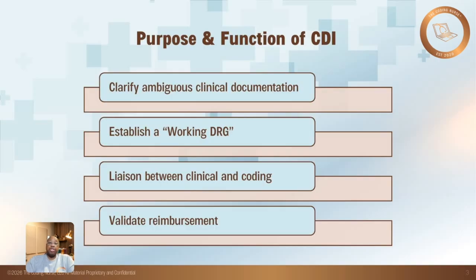So if you have a claim or a case that only has one MCC and the DRG is affected by an MCC, you want to make sure that that MCC is fully supported. So when it's submitted to the payer, they cannot say, oh, well, this did not meet criteria, and we're going to reduce the DRG and reduce payment.